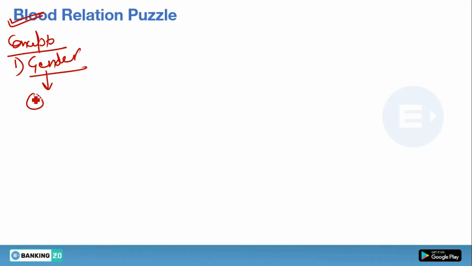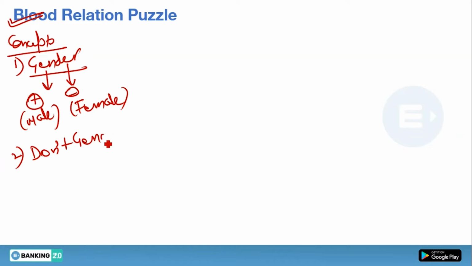Okay students, before solving blood relations questions, you should know a few concepts. First concept: you have to define gender. How do we define gender in blood relations? We use two symbols, plus and minus. Plus is used for a person who is male and minus is used for a person who is female. And the second important point is do not assume gender by name or by yourself.